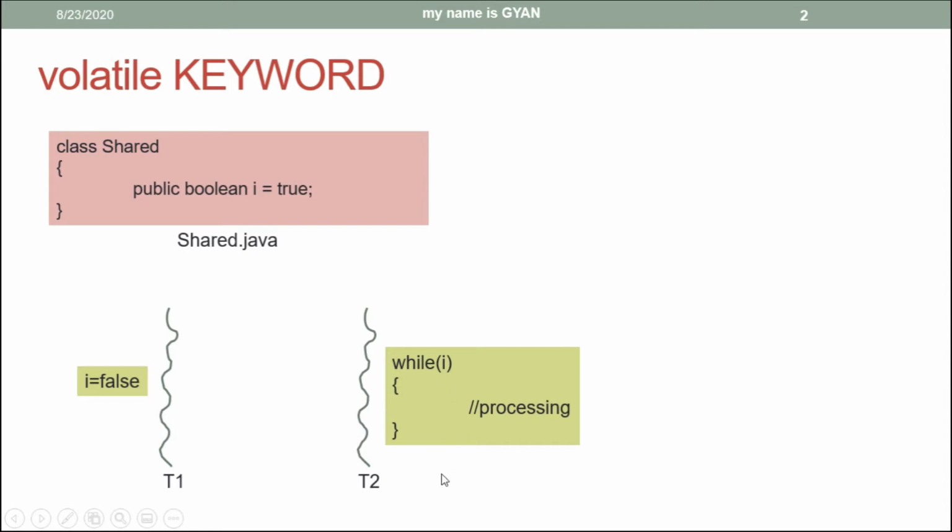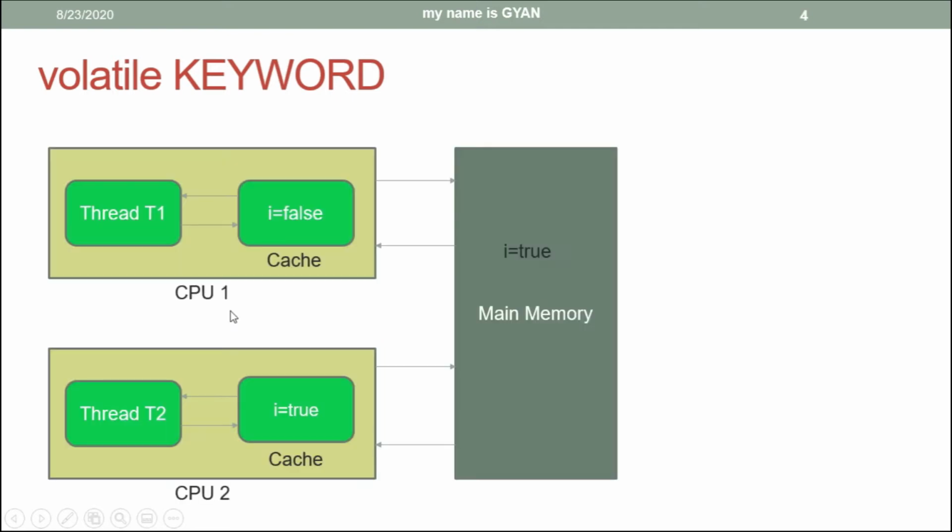And who changes the value of i to false? That is the thread T1. When the value of i gets changed to false, only then does the while loop in the thread T2 stop its execution. Here we have two execution units of the CPU. One is called CPU1 and the other is called CPU2. In CPU1, the thread T1 is executing, whose duty is to update the value of i as false. And in CPU2, the thread T2 is executing, whose duty is to execute the while loop.